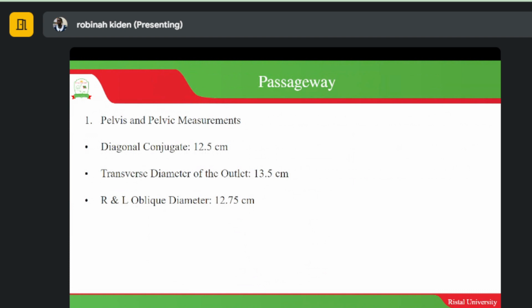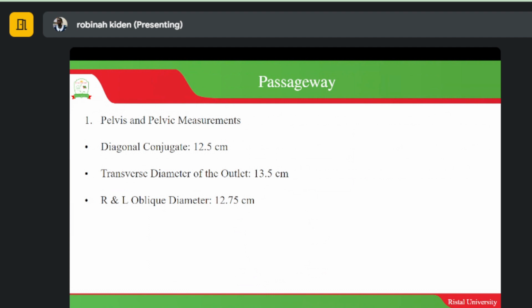passageway. So when we talk about the passageway, here we are referring to basically the pelvis, because this is where the fetus passes until it is born. So when we are talking about the pelvis, we consider the normal pelvis and the abnormal pelvis. The abnormal pelvis are the other types of pelvis that are considered not to be female pelvis. Then the normal one is the gynecoid pelvis, which is considered to be the female pelvis. So right there, we are looking at the pelvis and the pelvic measurements.